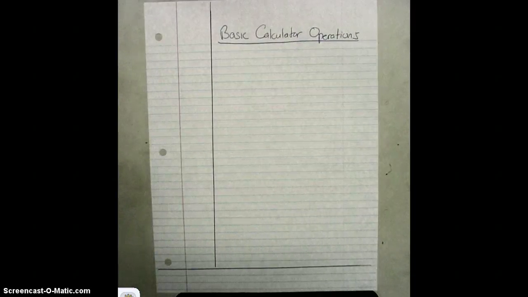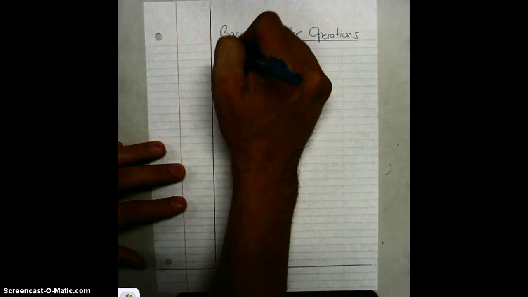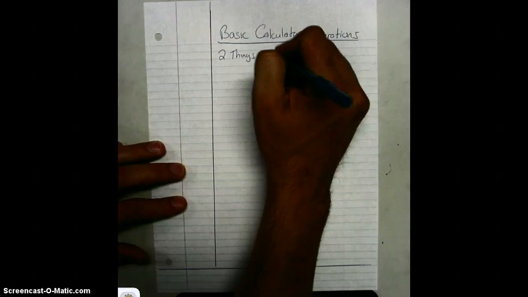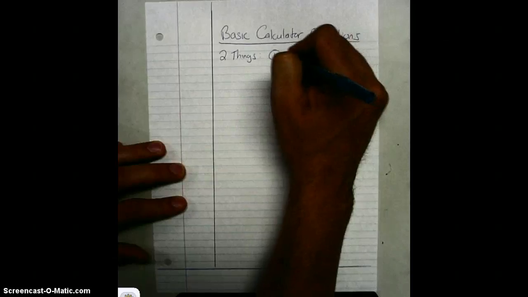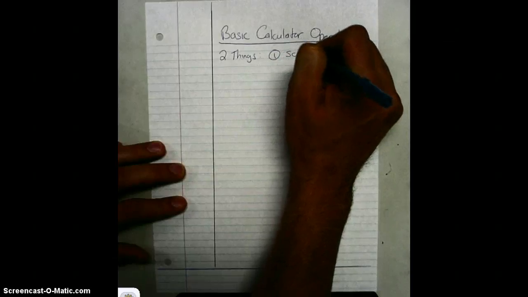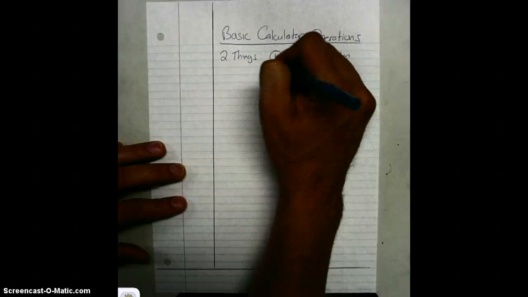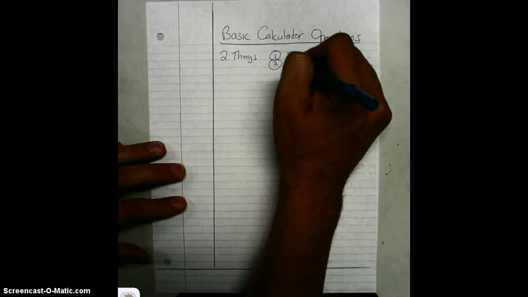So basic calculator operations. There are basically two things I want to tell you. Two things. First thing, how to use scientific notation. And the second thing is how to punch in numbers.